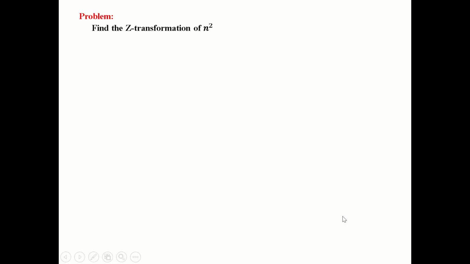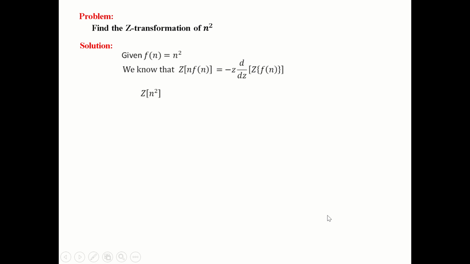Next problem. Find the z transformation of n square. So we'll see the solution. Let f of n is equal to n square. We know that z of n f of n is equal to minus z d by dz of f of n from the property, the multiplication of n property: minus z d by dz of the z transformation of f of n.